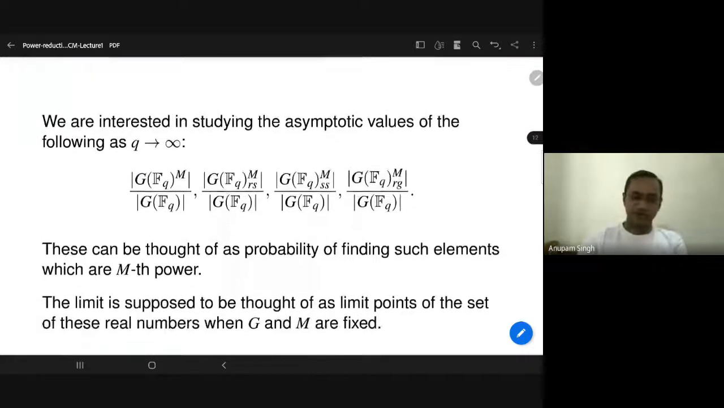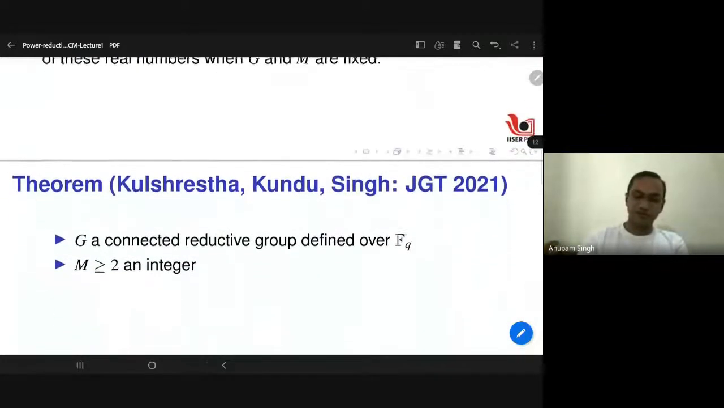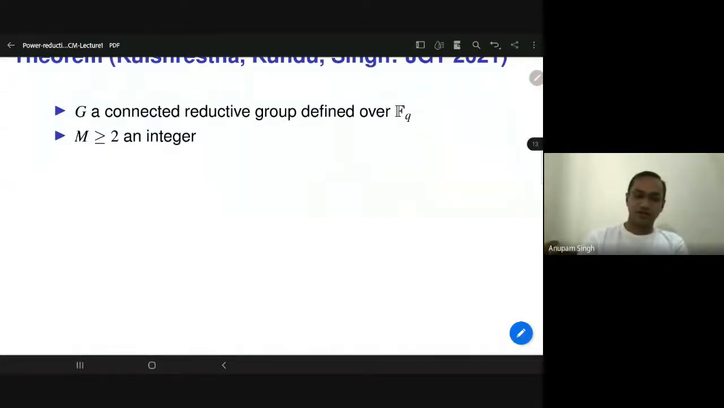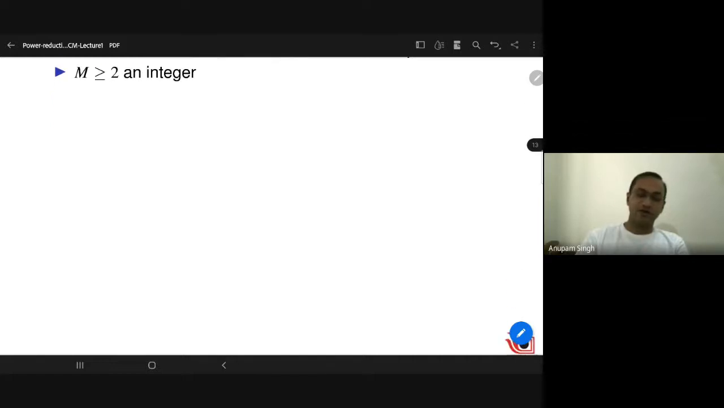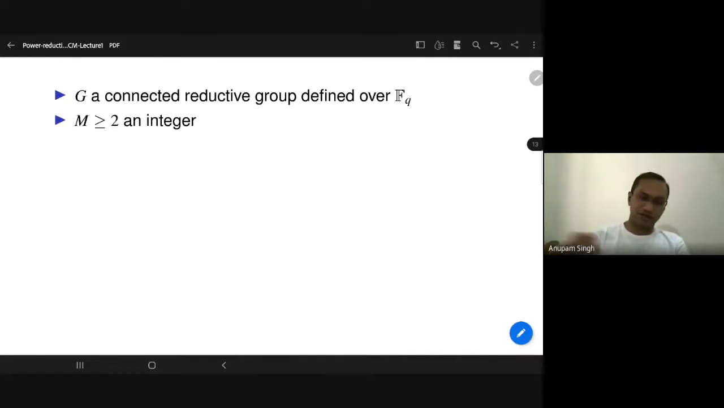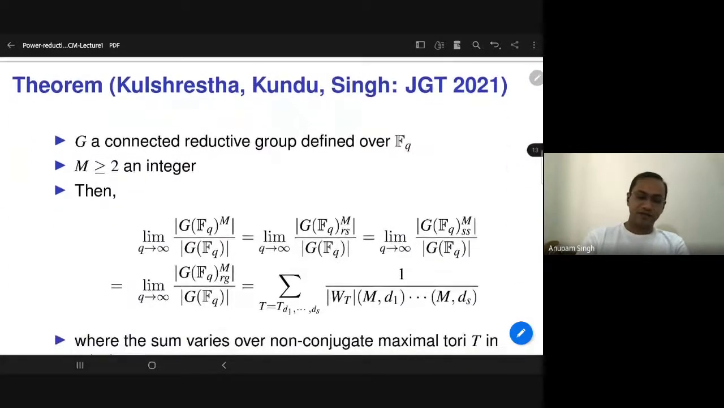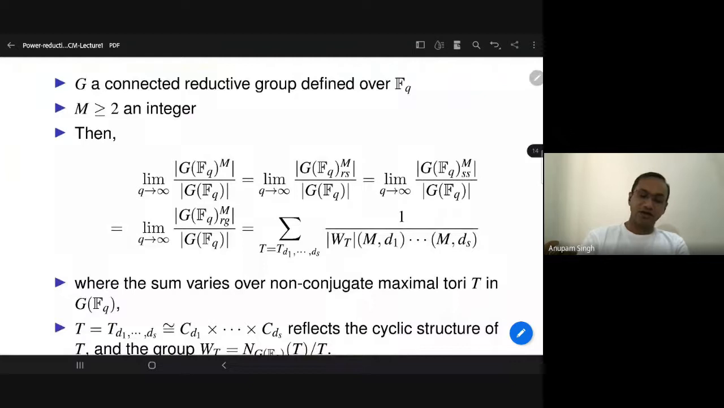Let's go ahead, so this is the result which I want to tell you. Again, just notation: G is a connected reductive group defined over F_q. M is greater than or equal to an integer. Actually, 2 is not necessary. M greater than or equal to 1 is fine. And the result is this, that all these limit points, so again, these are set theoretic limit points, all these limit points are equal, and they're equal to this value.